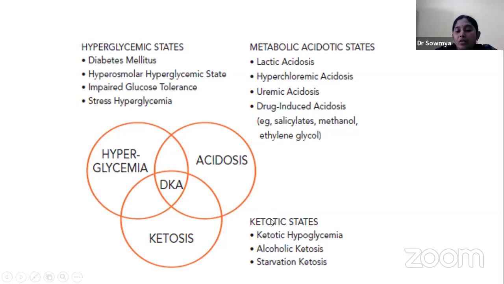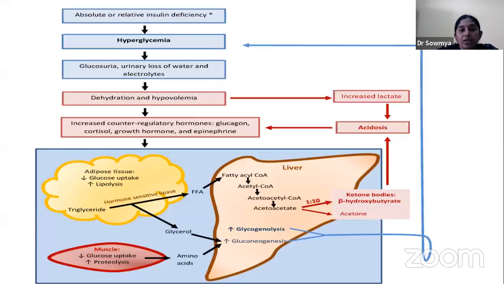The differential diagnosis for ketotic states: alcoholic ketosis, starvation ketosis, and ketotic hypoglycemia. So combined, hyperglycemia, acidosis, and ketosis is seen in DKA, as in this patient. Next, we should discuss the pathophysiology of this. Absolute or relative insulin deficiency causes hyperglycemia, which causes osmotic diuresis, as we have discussed.